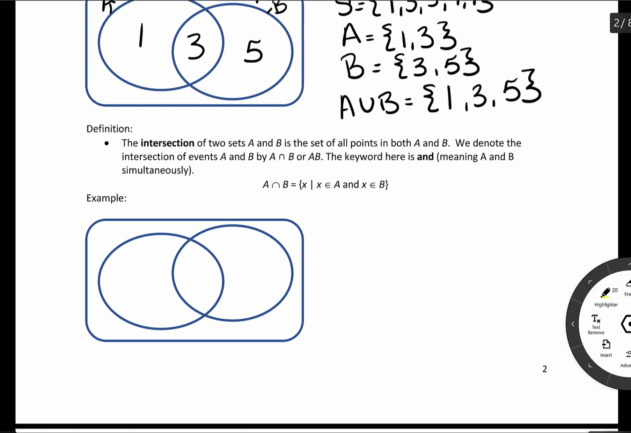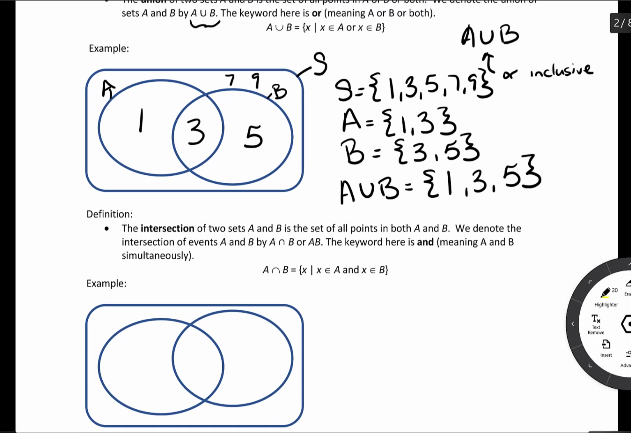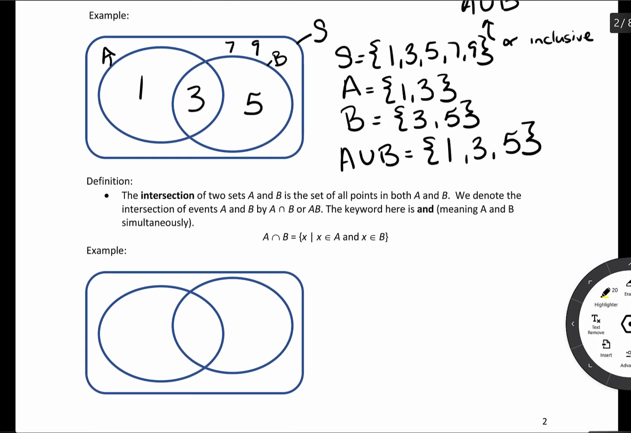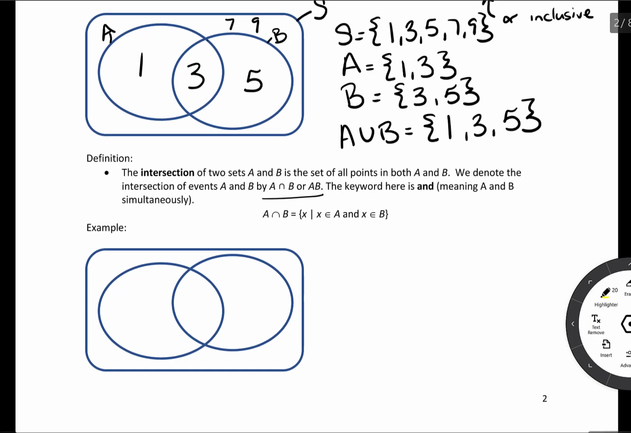The intersection of 2 sets, A and B, is the set of all points that are in both A and B. So if we look back up at our previous example, notice that 3 was in both A and B, so 3 would be in the intersection of A and B. We denote the intersection using one of these 2. The first notation is the one that I typically use. And so the key word again here is and, meaning A and B simultaneously.